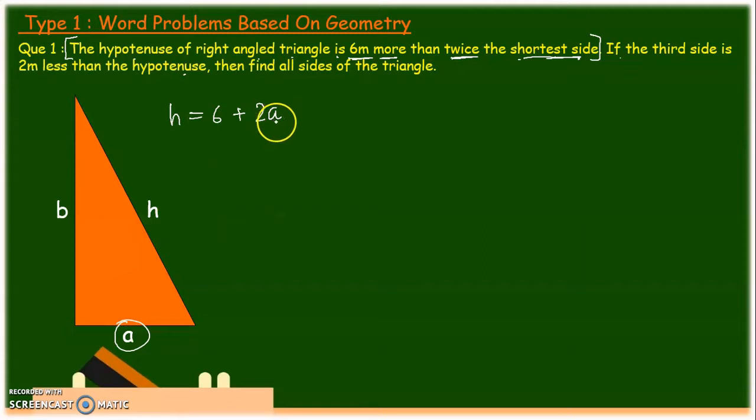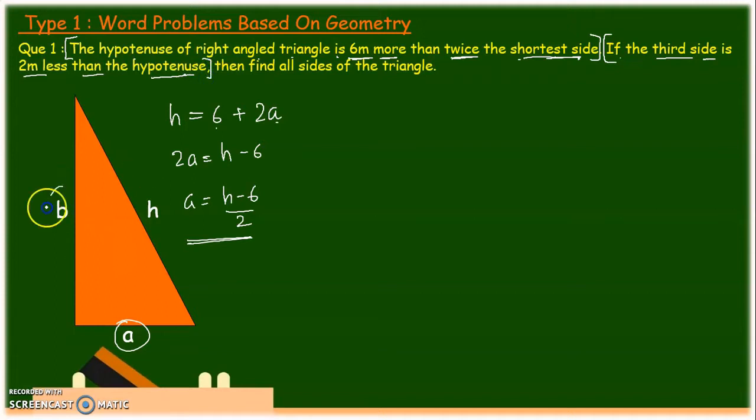If you convert this to get a in terms of h, we can write 2a equals, if you take this 6 to this side, it becomes h minus 6, or we can say a equals h minus 6 divided by 2. So this is the value of a in terms of h. In the same way, if you check the second condition, the third side is 2 meters less than the hypotenuse. Third side means b. So b equals h minus 2. This is the second condition given to us.